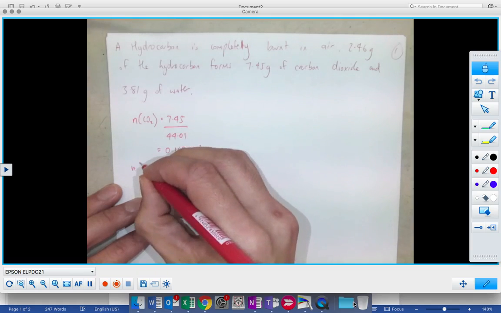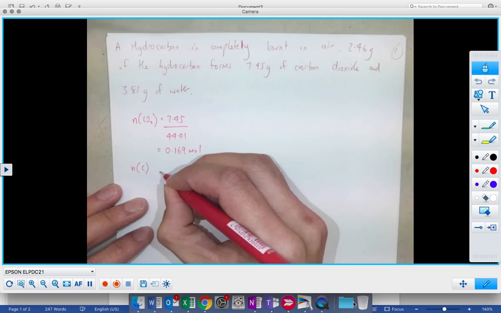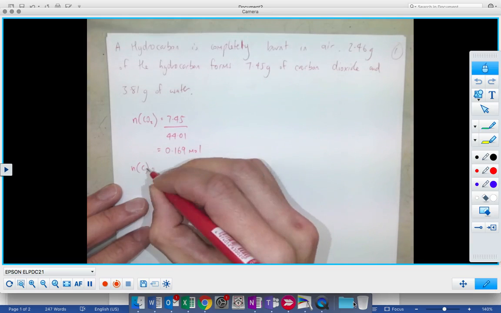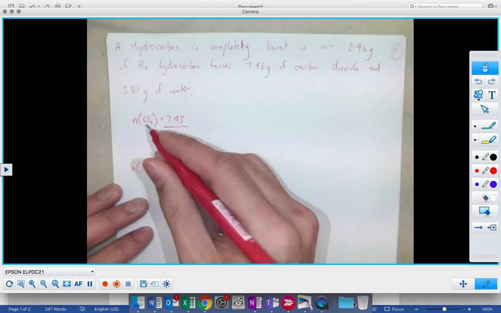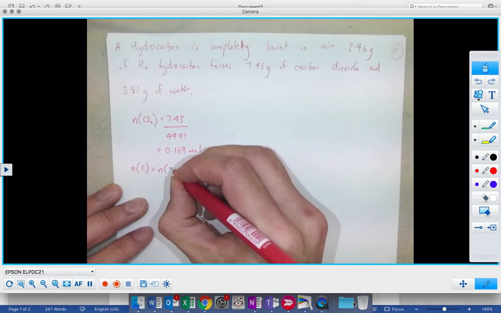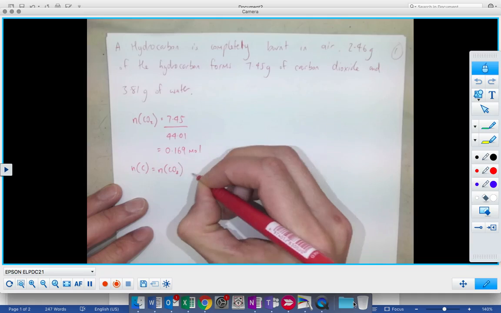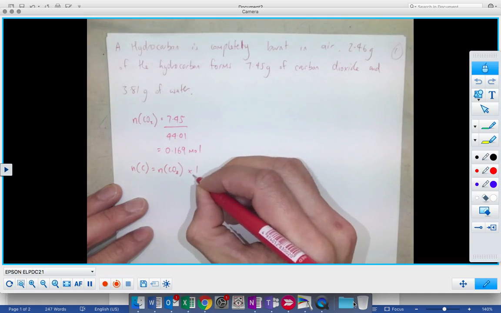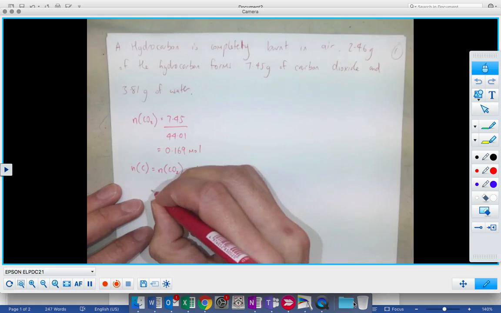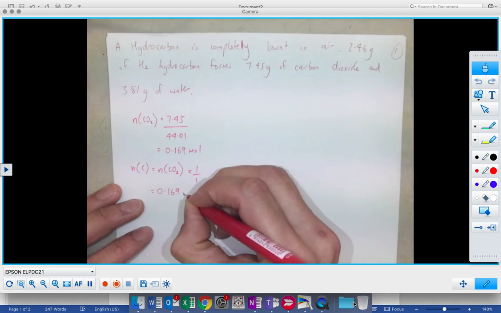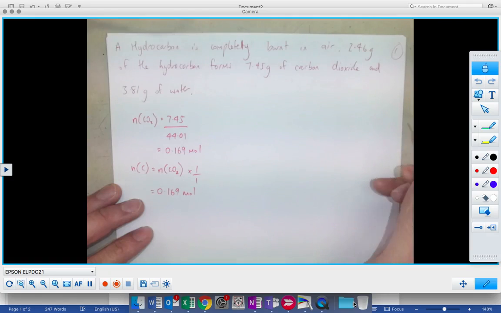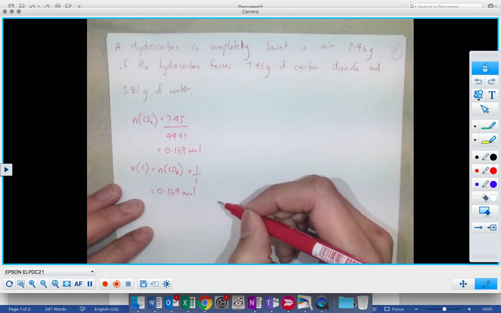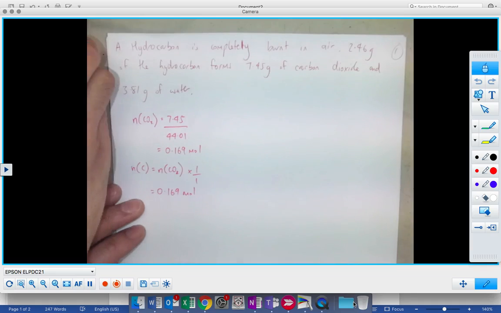Now we need to work out the number of moles of carbon from the number of moles of carbon dioxide. Since there is one carbon in every carbon dioxide, the number of moles of carbon will be equal to the number of moles of carbon dioxide times a 1-to-1 ratio. So therefore, that's 0.169 mole again. We've got the number of moles of carbon, so we can move on and work out the number of moles of hydrogen.